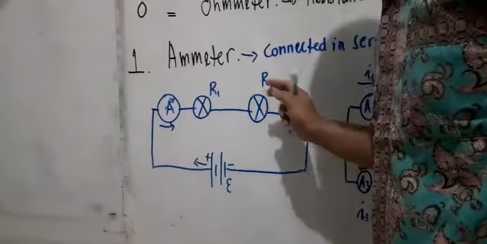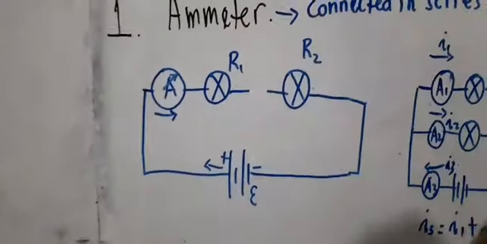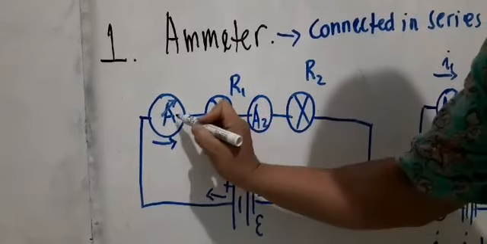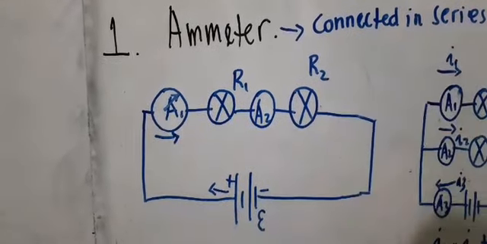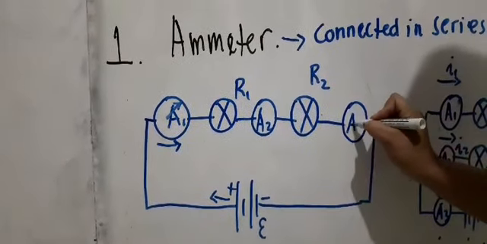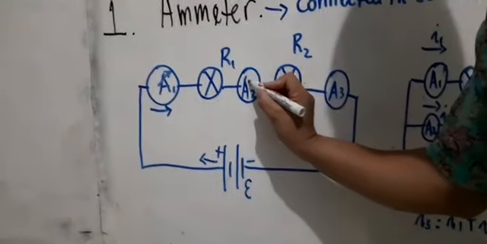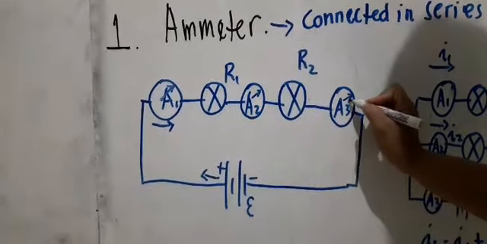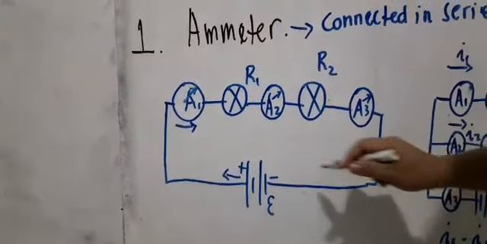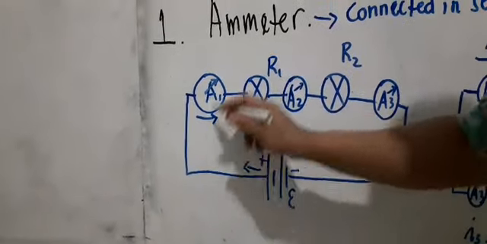Okay, let's go back to the first picture. If you put the ammeter in this point, let's say this one is A1, this one is A2, and so on. So what is the relationship between A1, A2, and A3? Ammeter 1, ammeter 2, and ammeter 3, what is the reading? I tell you that the reading will be the same because of the same path of the current that flows to the same circuit.